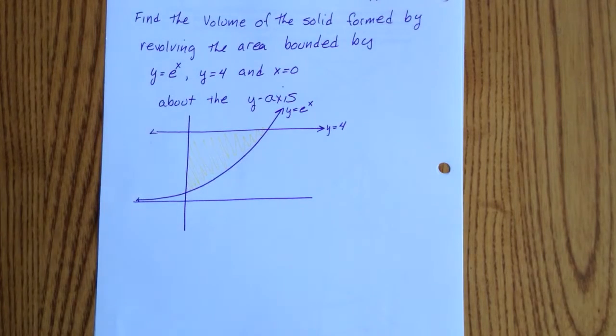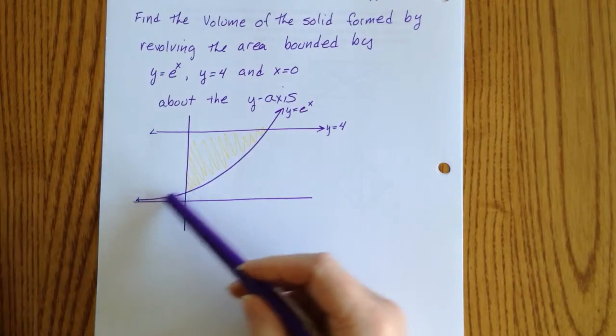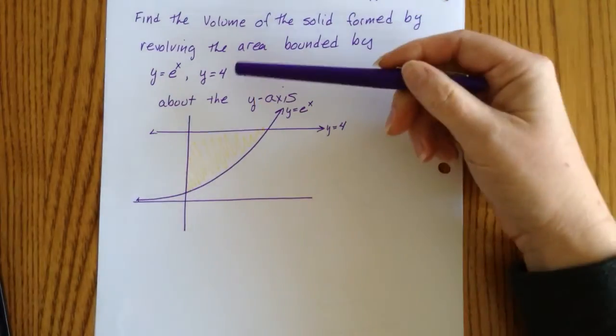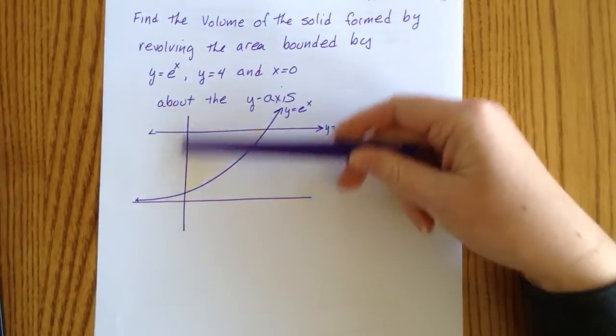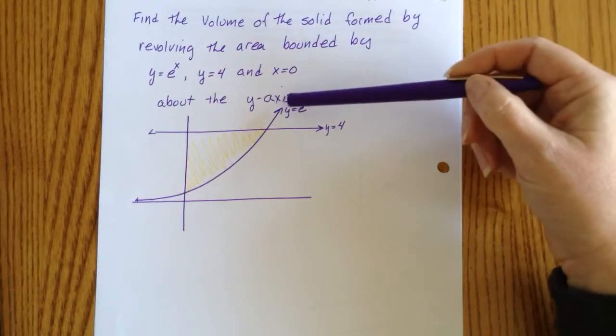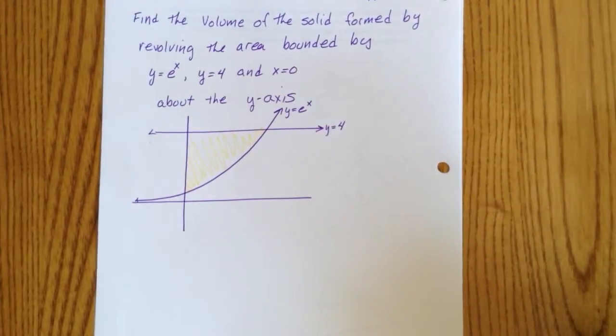Here we go. We are instructed to find the volume of a solid formed by revolving the area bounded by y equals e to the x, your exponential curve, y equals 4, a horizontal line, and x equals 0, also known as the y-axis, about the y-axis. All right, so here's the deal, people.